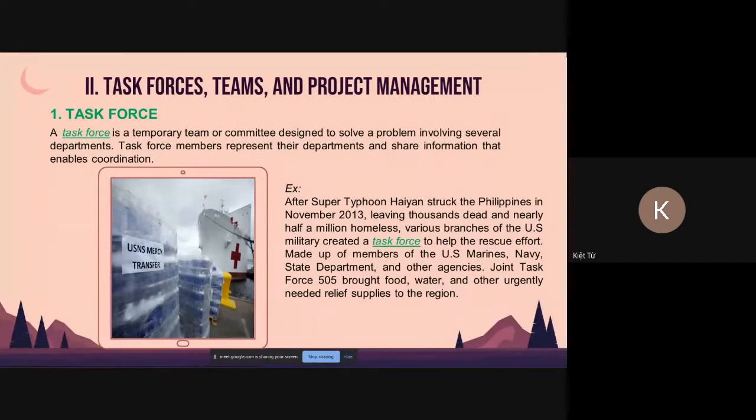One example of a task force is that after Super Typhoon Haiyan struck the Philippines in November 2013, leaving thousands dead and nearly 500,000 homeless, various branches of the US military created a task force to help the rescue effort. Made up of members of the US Marines, Navy, State Department, and other agencies, Joint Task Force 205 brought food, water, and other urgently needed relief supplies to the regions.